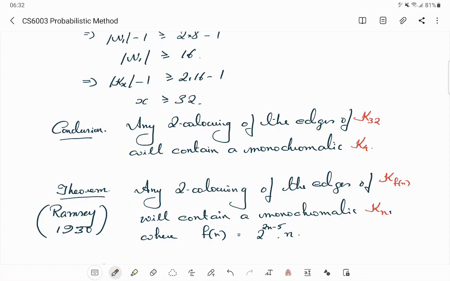Okay, because it contains K32 as a subgraph. Let's say you're talking about K35, then any 2 coloring of the edges of K35 involves 2 coloring of K32s, and hence this claim is true. So you are looking for minimizing or reducing this 32 to as small a number as possible.